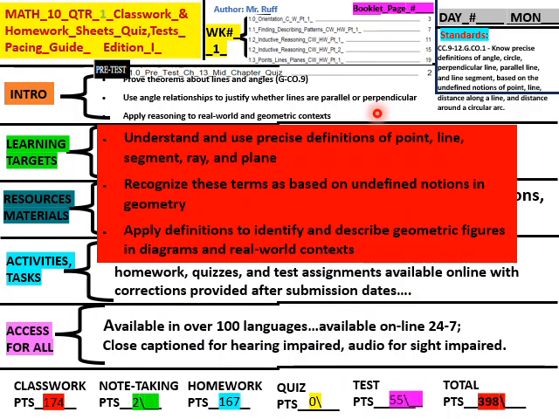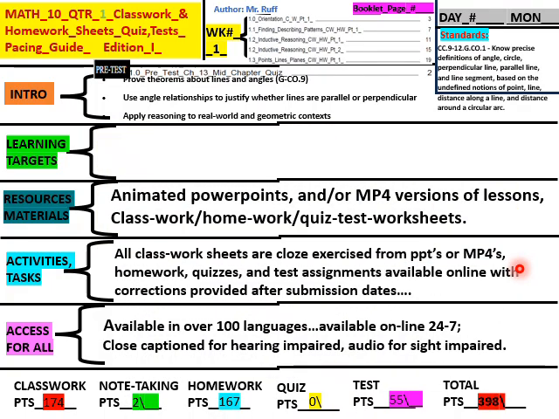So we hit that. And then our learning targets will be: understand and use precise definitions of point, line, segment, ray, and plane. Recognize these terms as based on undefined notions in geometry. Apply definitions to identify and describe geometric figures and diagrams in real-world context. So we're trying to bring this into the real world here.